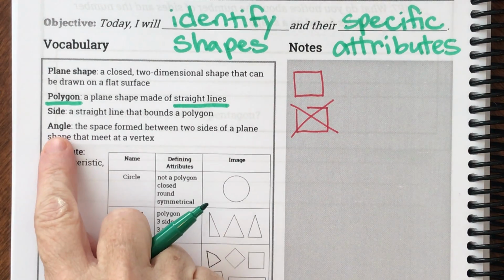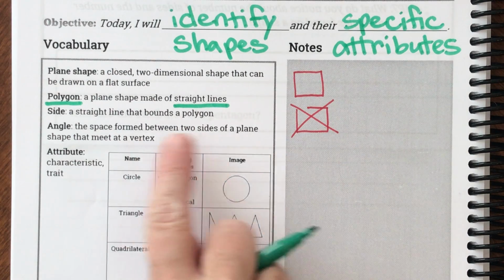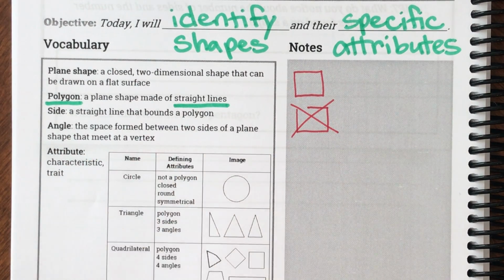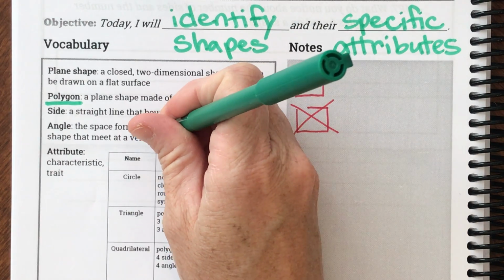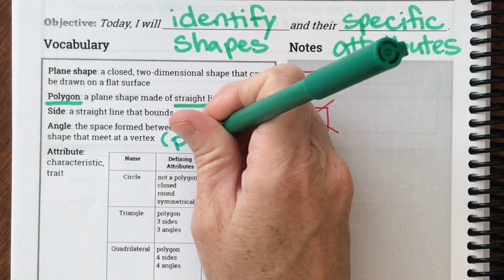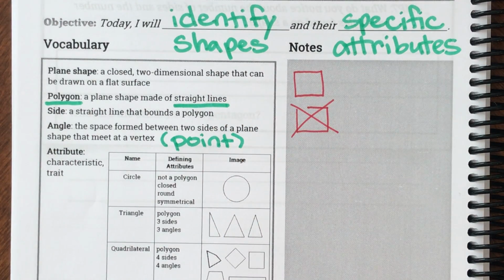Okay, then we have an angle, the space formed between the 2 sides of a plane shape that meet at a vertex. Okay, a vertex, we're going to put here in parentheses, a vertex, friends, is called a point. It's a mathematical term for the word point. Okay, that's what a vertex means. It's a mathematical one for a point. Okay, and when we look at our shapes, I'll show you those more.